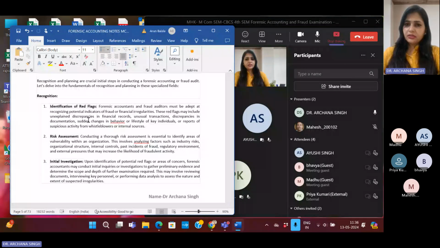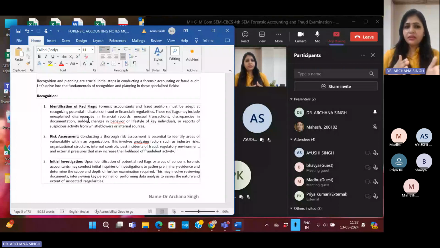Then they have to do the continuous risk assessment. Okay, conducting a thorough risk assessment is essential to identify the areas of vulnerability within the organization, which may include analyzing factors such as industry risk, organizational structure, internal control, past incidents of fraud, or regulatory environment or external pressure, that may increase the likelihood of that fraudulent activity occurring repeatedly.